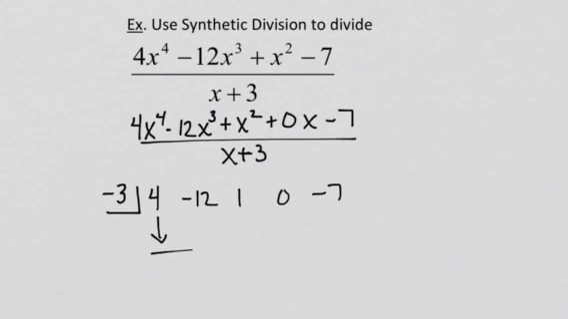Bring down the first number, in this case it's a 4. Then you'll multiply that 4 times the negative 3. You always multiply the number below the line with the number in the box.